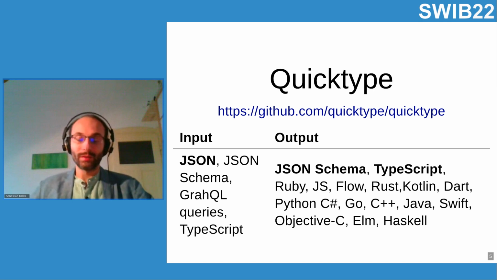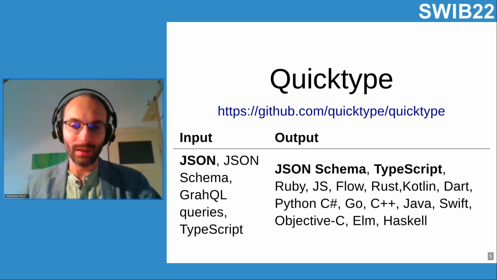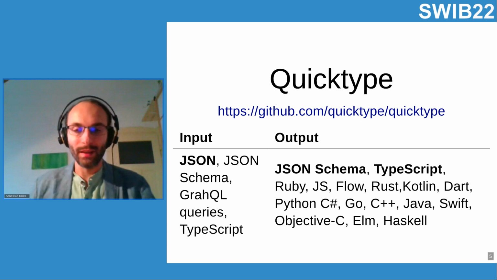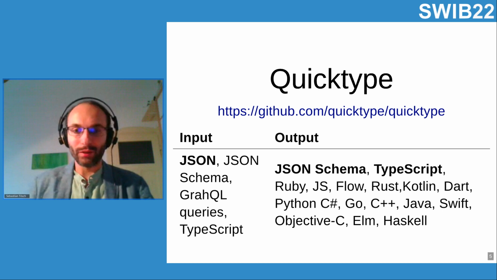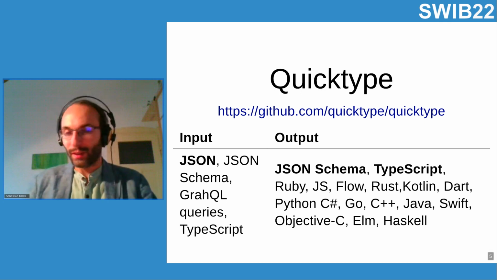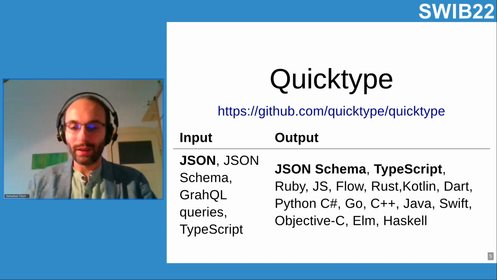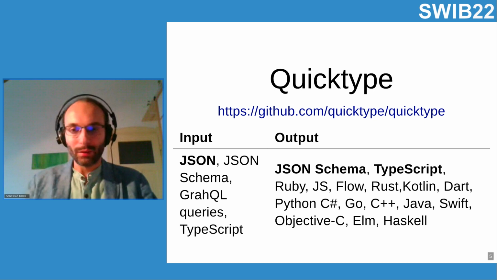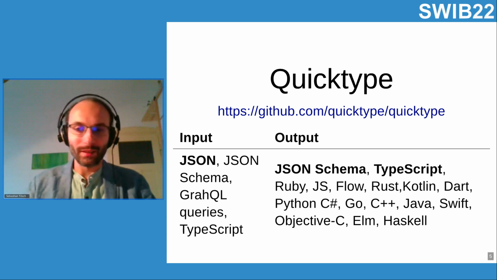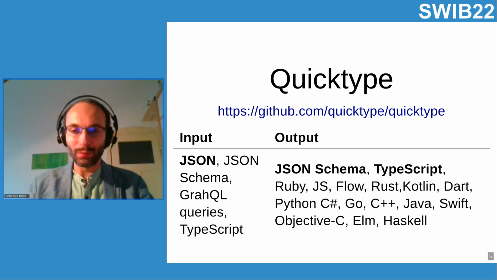So first, let me introduce Quicktype. Quicktype is a project which you can give some input like JSON or also GraphQL queries or TypeScript, and then it will output one of the following type systems. So you can generate types for almost all kinds of languages which provide some statically typed system. You can generate Ruby types, Rust types, but we want to focus on TypeScript within this talk. So this can be done with Quicktype.